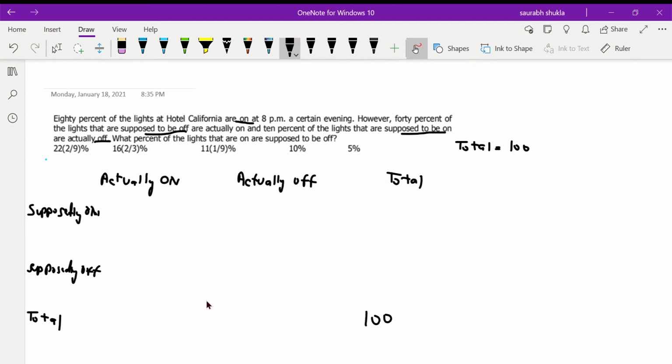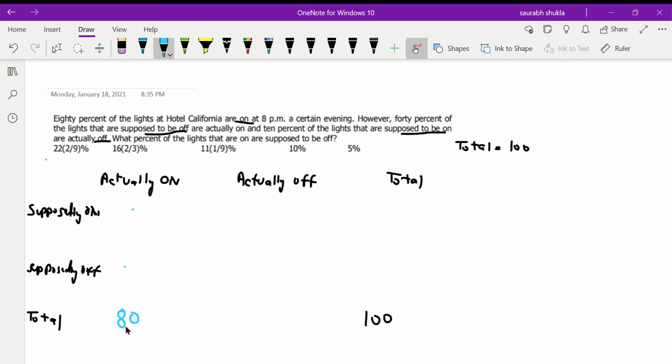Now let me change the color and fill in all the information that's given. Let's go to the question again. It says that 80% of the lights at the hotel, that is 80% of 100, are on. So where does this 80 go? Of course, this 80 cannot go here, or here. It needs to go here. The total number of lights that are actually on is 80, because 80% of the lights are on.